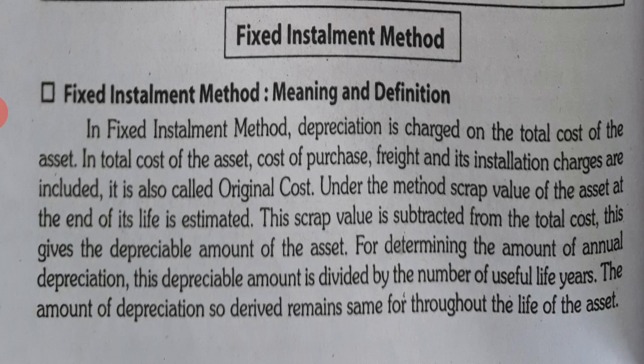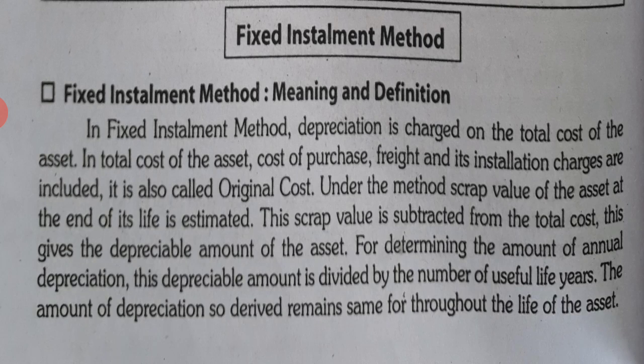Fixed means the amount of depreciation is fixed every year, it does not change. Got my point? The first word itself gives the meaning of this method. The amount of depreciation does not change every year, it remains the same. So how to find out depreciation?